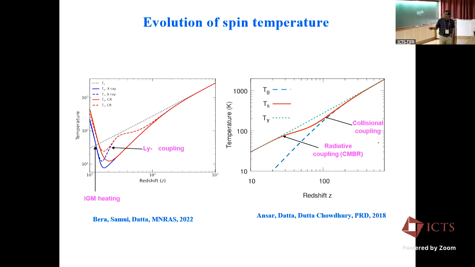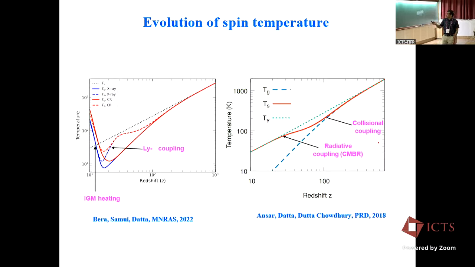The spin temperature is trying to catch the CMB temperature because of the radiative coupling. But then again, you have Lyman alpha photons coming from the first stars and galaxies, because Lyman alpha photons can only come from galaxies and stars. With those Lyman alpha photons you again have Lyman alpha coupling, and that will try to bring down the spin temperature and couple it with the kinetic temperature, right? So three processes are important at different times of the cosmic dawn and dark age phases.